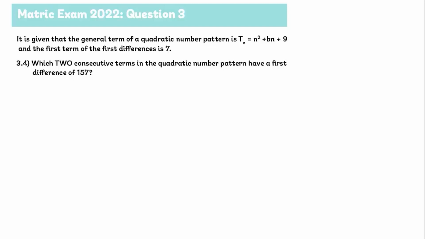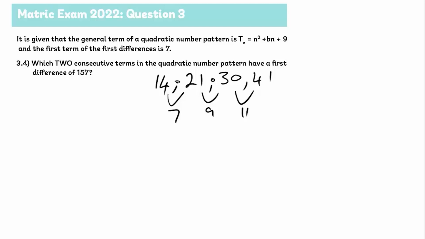We're on to question 3.4. Which two consecutive terms in a quadratic number pattern have a first difference of 157? So let's get to understand what they're actually asking us. We learned in question 3.3 that we had a quadratic number pattern, which was 14, 21, 30, and 41. We then learned that the first difference is 7, 9, 11. Now what the question's asking is somewhere down the line, there's going to be two numbers where the difference will be 157.